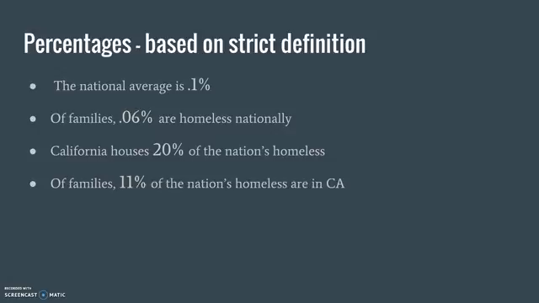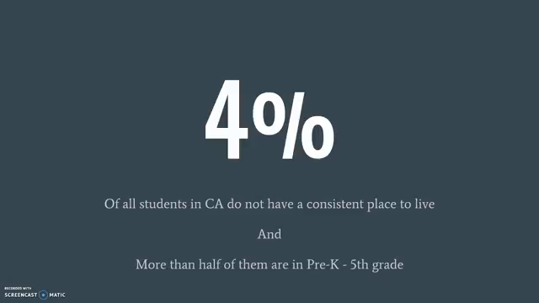And of families, 11% of the nation's homeless are in California. So those national averages, we seem to follow the same proportion. Just over half of all of our homeless are comprised of families, but we have an inordinate share of the homeless within our state. But here's the real kicker.